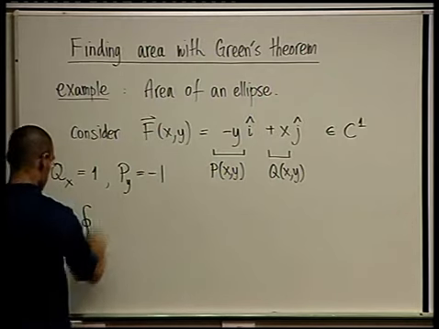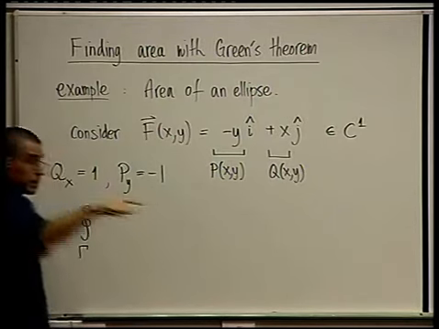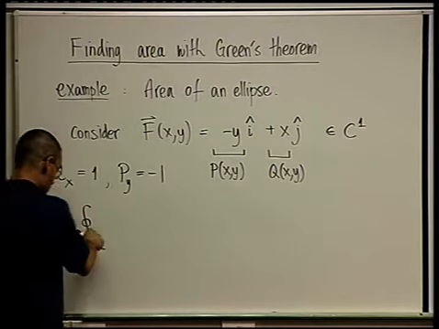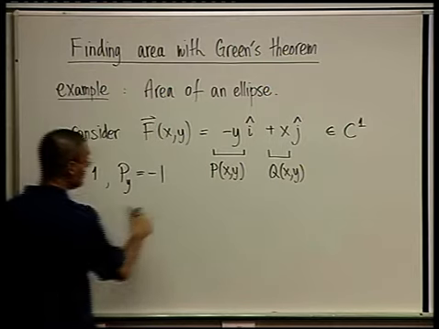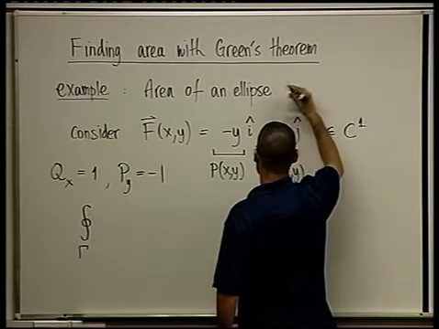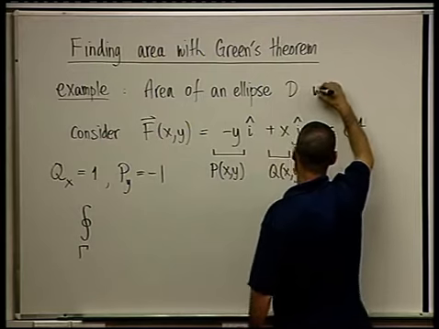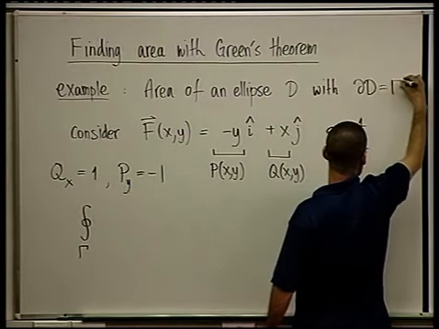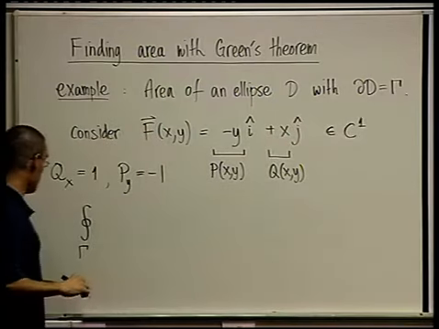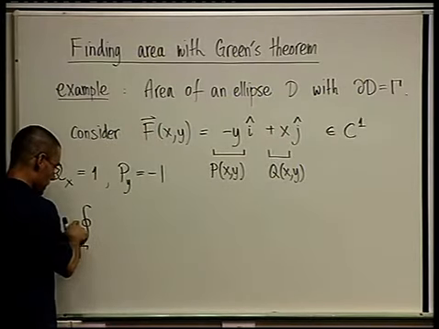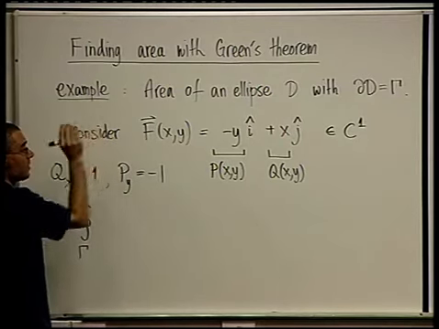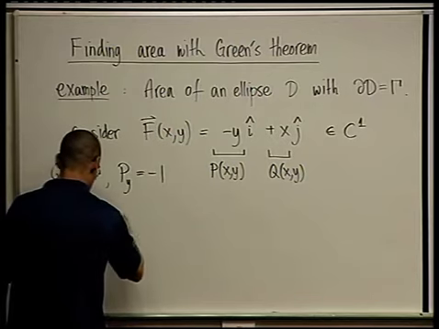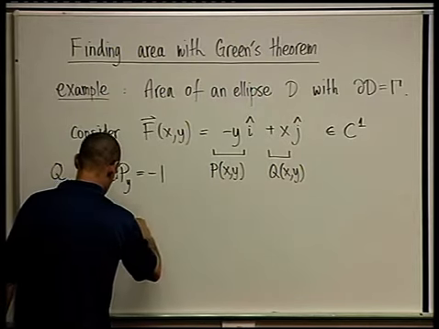Okay. Now, let's consider the integral over the ellipse. Let's call the boundary of the ellipse gamma, and D is going to be the inside of the ellipse. Let's consider the integral over gamma, the boundary of D. Okay? So gamma is the boundary, the integral over gamma of this specific field. Why this specific field, you'll see in a second. F dot dr.